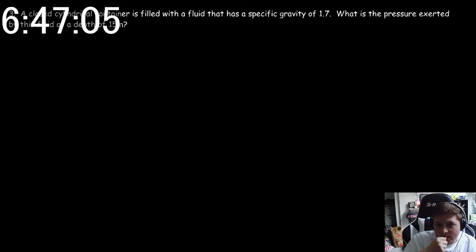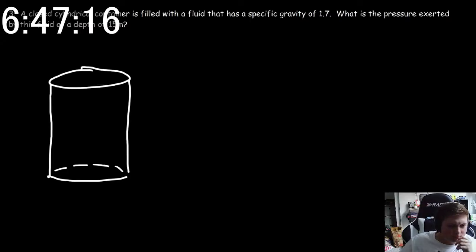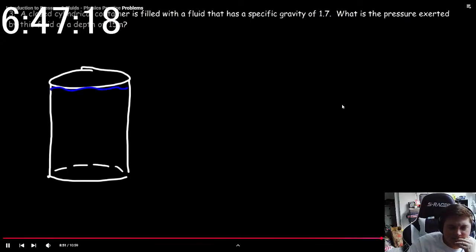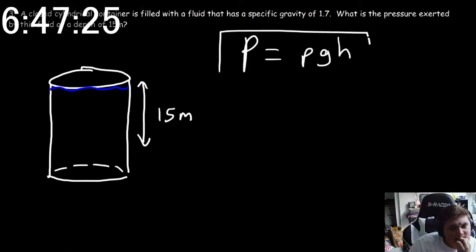Number 3. A closed cylindrical container is filled with a fluid that has a specific gravity of 1.7. What is the pressure exerted by the fluid at a depth of 15 meters? So let's say this is the cylindrical container, and it's closed, and it's filled with some fluid. So at a depth of 15, if you want to find the pressure exerted by the fluid alone at a certain depth, this is the equation that you can use.